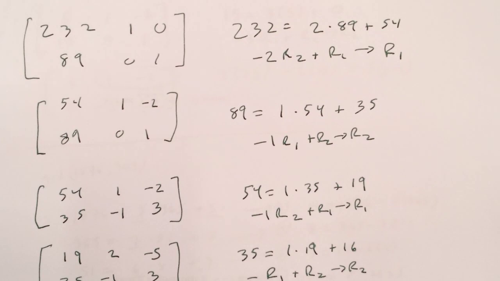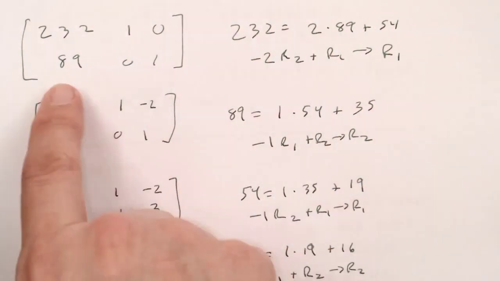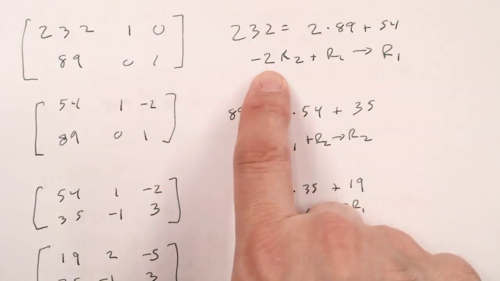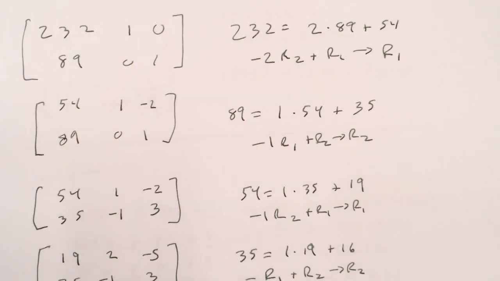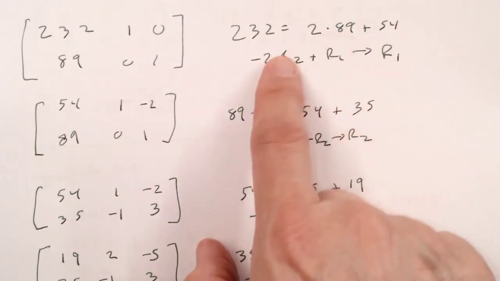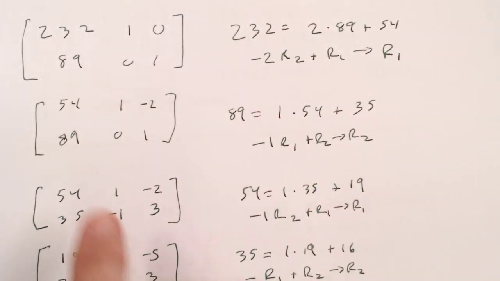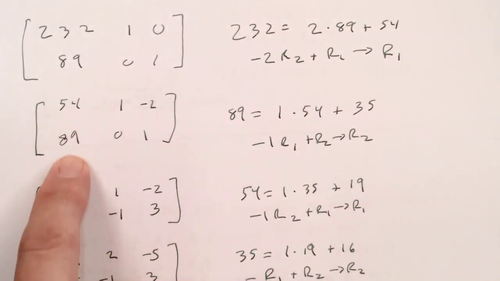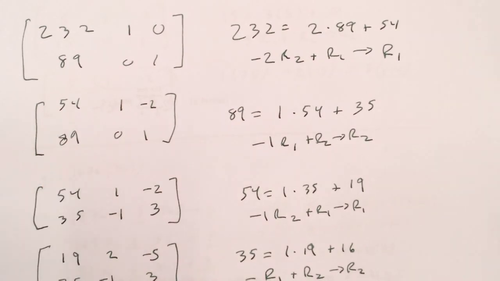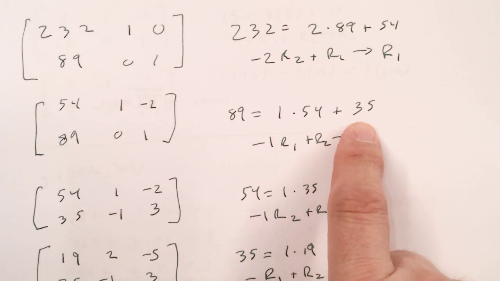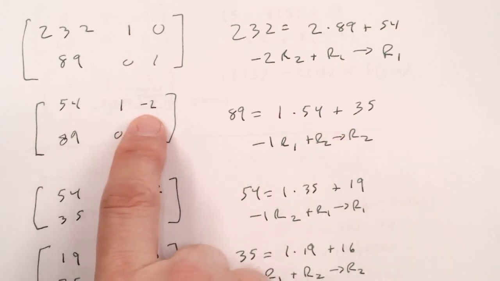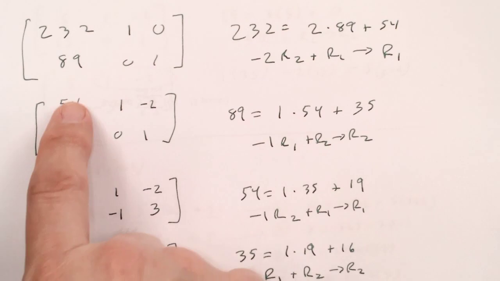And I'm just doing division, right? We said 232 was 289 with a 54 left over. So I multiplied that smaller row by -2 and add it to the first row. And I write the results in the top row. That's what this little legend means here. Hey, there's my 89, my 54, right? That would have been my next quotient division. So 89 is 154 with 35 left over. Take 1 times the small one, -1, and add it to the big one.